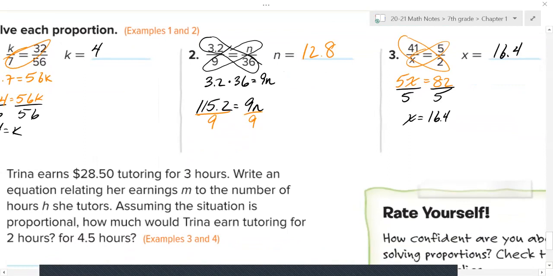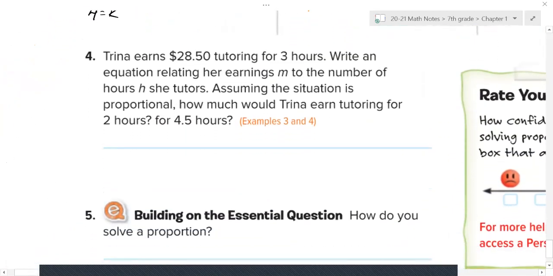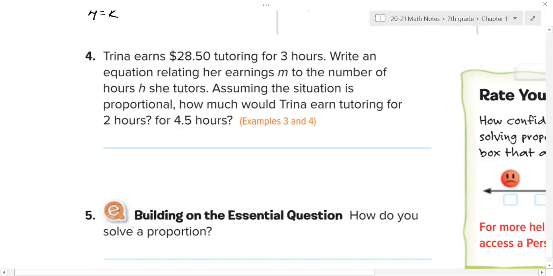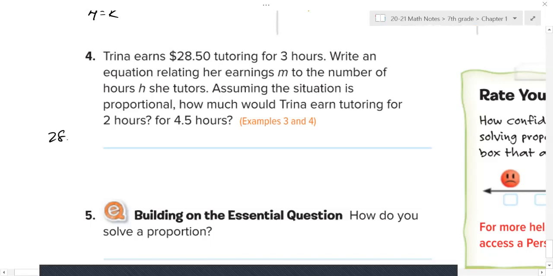Okay. All right, let's start to wrap it up. Trina earns $28.50 for tutoring 3 hours. Write an equation relating her earnings M and the number of hours H that she tutors. Assuming the situation is proportional, how much would Trina earn tutoring 2 hours or 4.5 hours? So I need to find out the unit rate. So she makes $28.50 in 3 hours. So 28.5 divided by 3 is 9.5. So that means she makes $9.5 an hour.